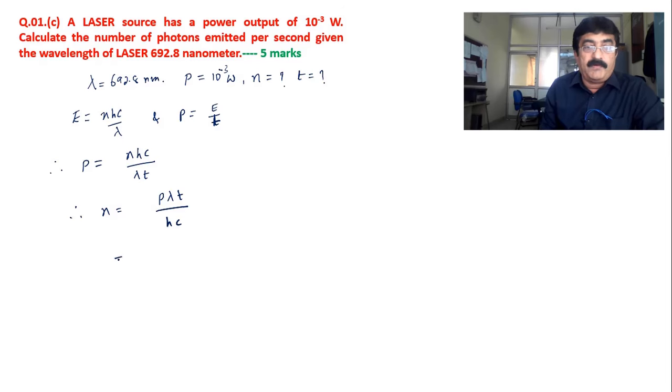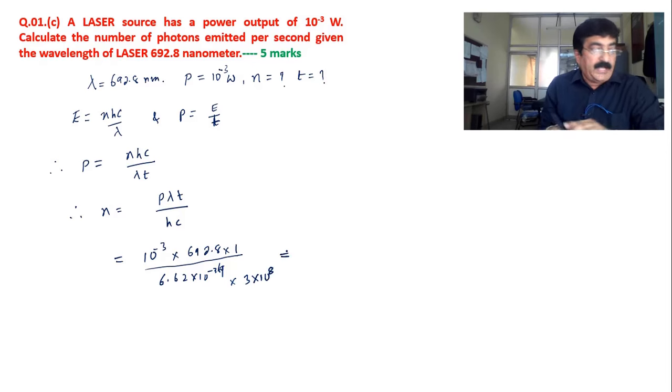So substitute for power, that is 10 to the power of minus 3, lambda is 692.8 into time is given as 1 second, whole thing divided by H is 6.62 into 10 power minus 34 into speed of light is 3 into 10 power 8. I just simplify this for you. It is 6.62 to the power of minus 34 into 3 to the power of 8. Take the reciprocal of this into 692.8 nano, that is minus 9, into 1 to the power of 10 power minus 3.